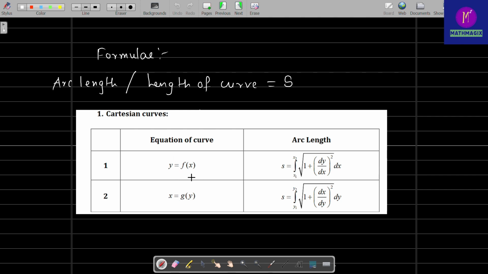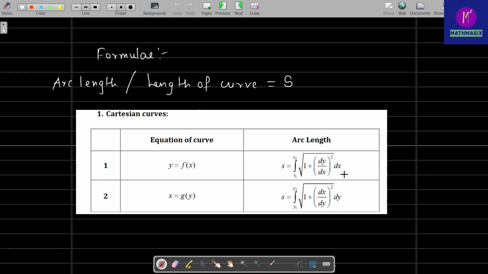Suppose our curve is a function of x, that means y as a function of x, then the arc length s is equal to the integration from x1 to x2 of the square root of 1 plus (dy/dx) the whole square, dx. If our curve is a function of y, that is x is a function of y, then arc length s is equal to the integration from y1 to y2 of the square root of 1 plus (dx/dy) the whole square, dy.